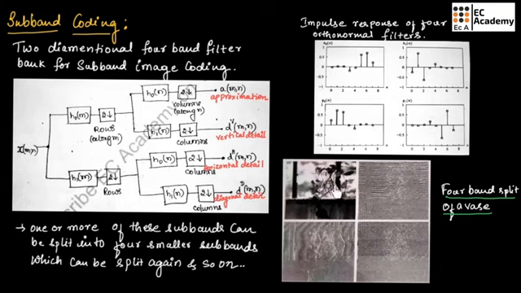This is an example of a 4-band split of a vase. So here we are getting 4 subbands of an image. The first image shows the approximation, the second image is the horizontal detail of the image, the third is the diagonal detail and the fourth is the vertical detail. This is how an image is divided into subbands. We can use these subbands to reconstruct the original image.